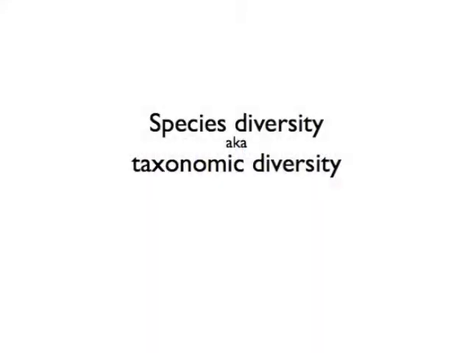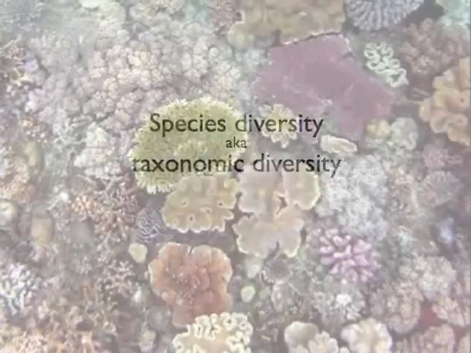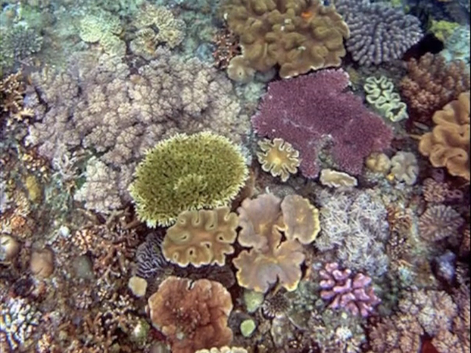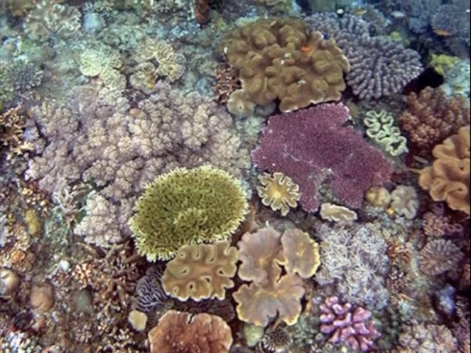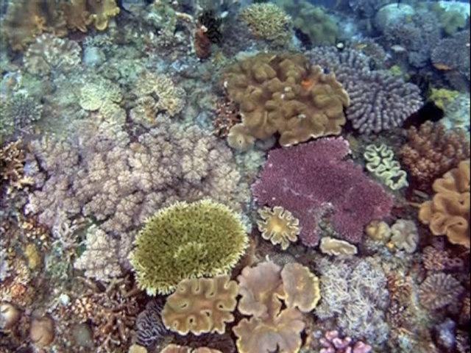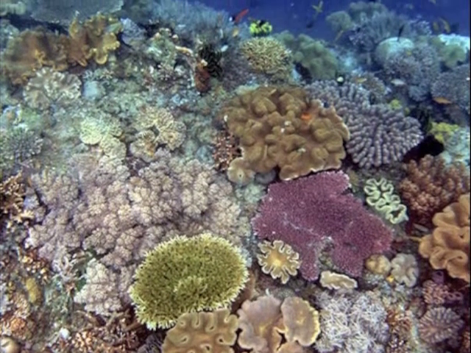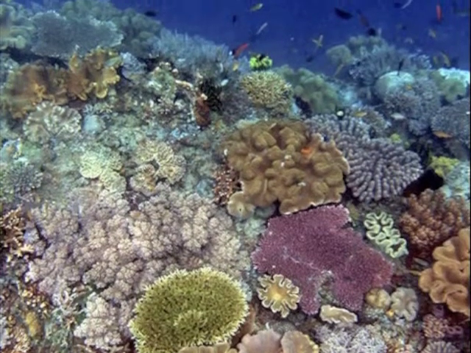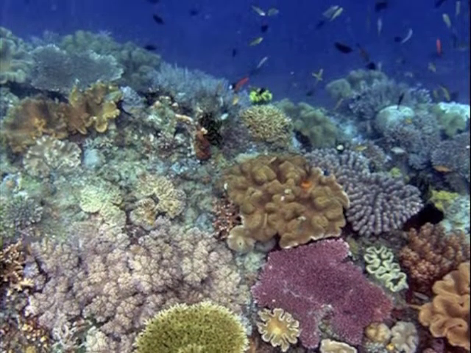The traditional definition of biodiversity usually uses the species diversity definition, also known as the taxonomic diversity definition. This involves two components, species richness and species evenness. Species richness is the number of species in a given area, and species evenness refers to how equally distributed species abundances are.